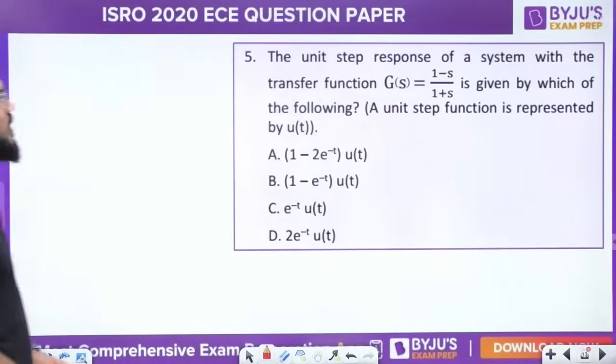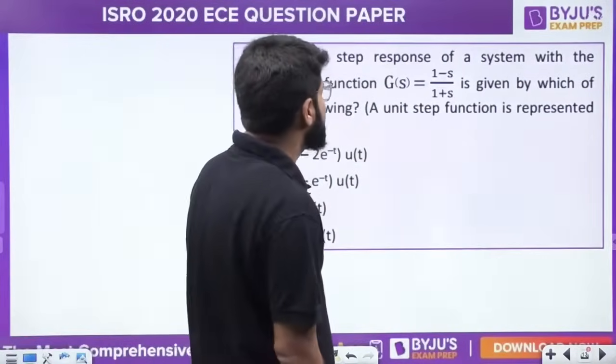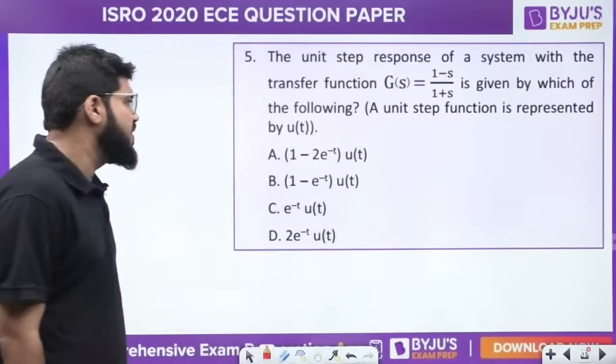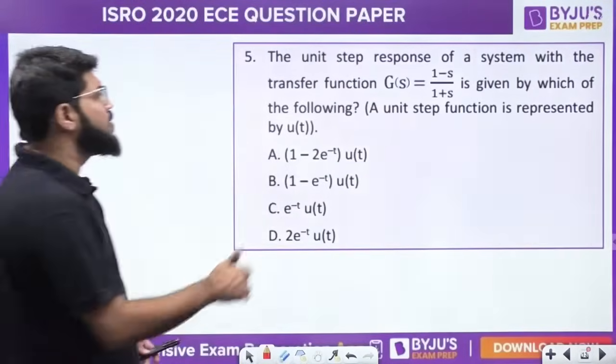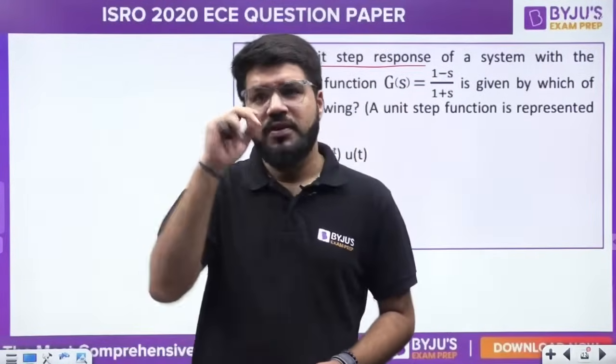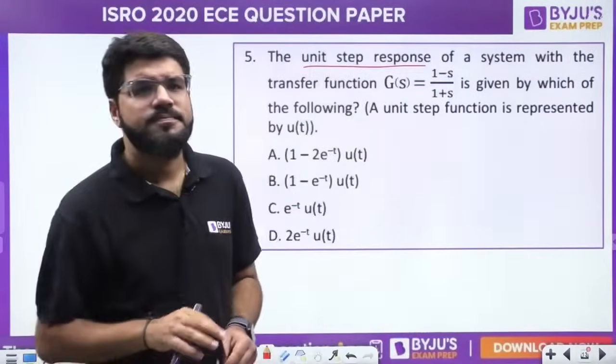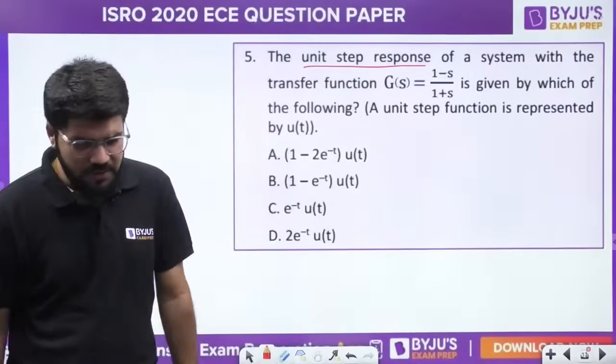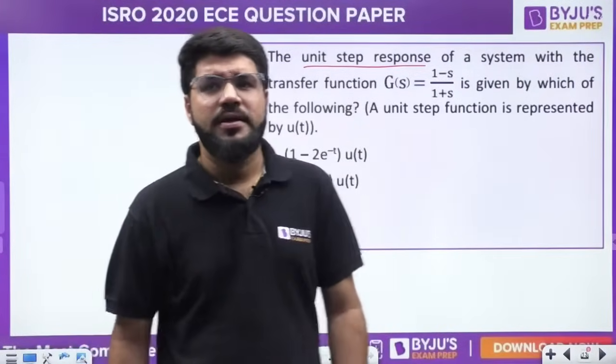A fundamental question again. The unit step response of a system with the transfer function (1 minus s) upon (1 plus s) is given by which of the following? So I want to calculate the unit step response of the system.